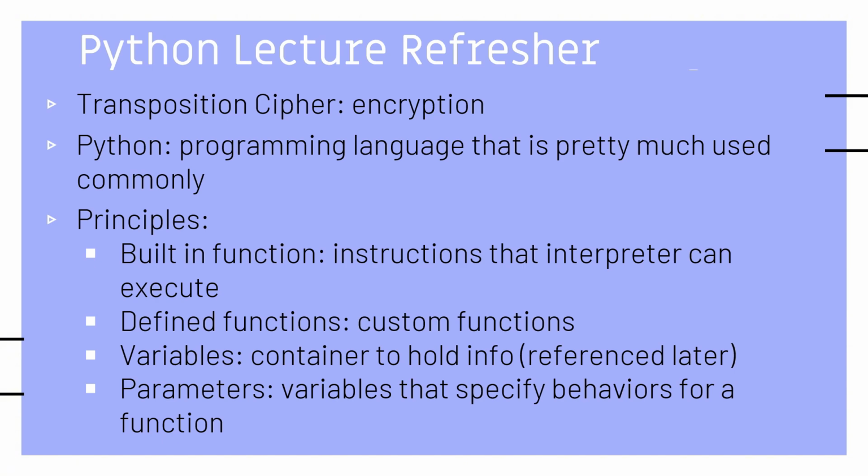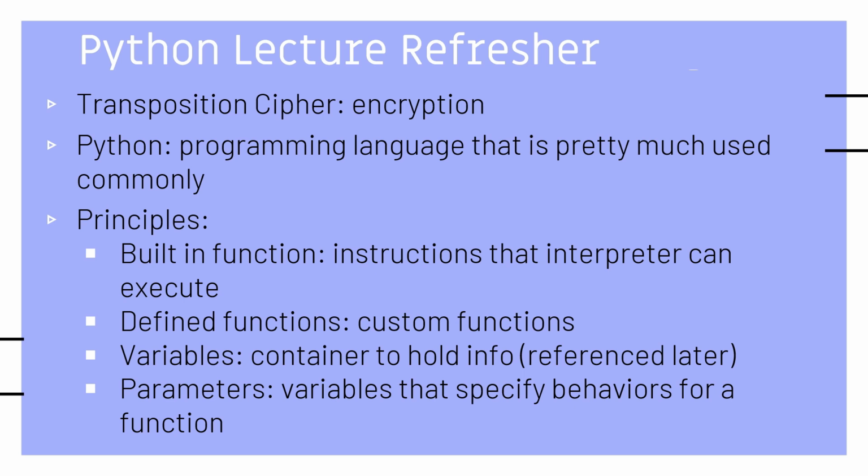The general principles for Python: it has built-in functions, which are instructions that an interpreter can execute. You know, like in Excel where you had functions that were already predefined. It's kind of like those. So there's also defined functions, which is a block of code that performs a single action. You can also customize and make your own functions that you can define yourself, which we'll be doing today.